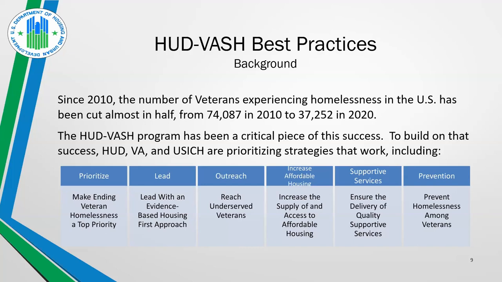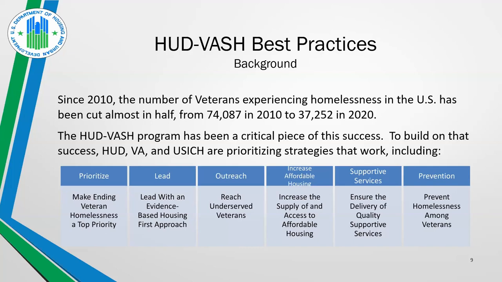So data from the most recent point in time count conducted by communities across the nation show a reduction in veterans homelessness by 55.3% since 2010. As the nation's largest permanent supportive housing program, the HUD-VASH program has been a critical component in a decline in veterans homelessness. To continue building upon the success we've seen through the HUD-VASH program, HUD, the Department of Veteran Affairs, and the U.S. Interagency Council on Homelessness are prioritizing six strategies to advance efforts to end veteran homelessness.